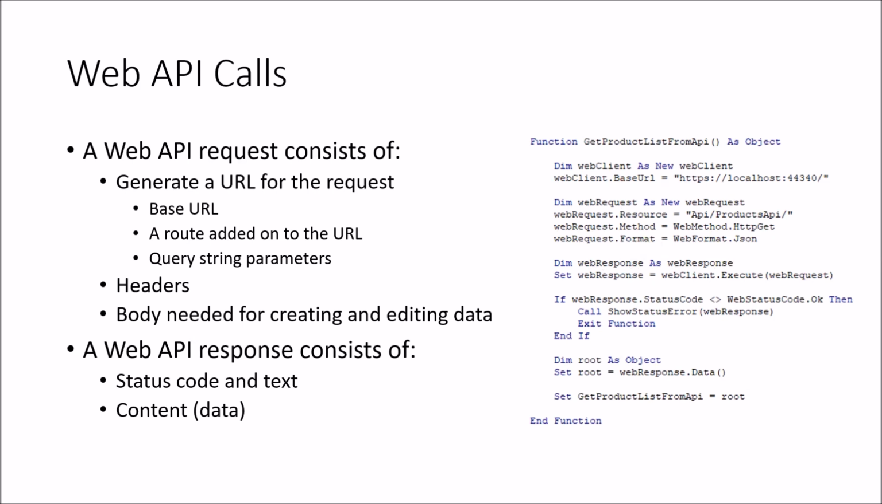Here I have a quick check of the status code. And notice I say web response.status code is not equal to OK. Then I want to show the status error and bail, if not continue. And then here's where I access the data, web response.data. And we'll have much more about this, but I wanted to at least give you an idea from a high level of how the VBA code using the library maps to what is happening in the web API request and response itself. So any questions on that so far?